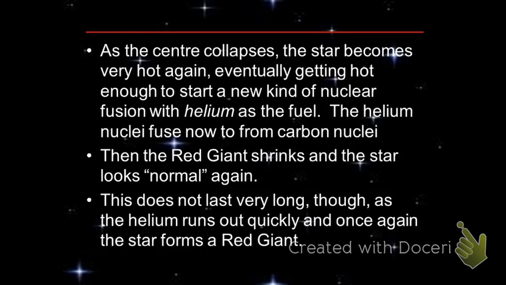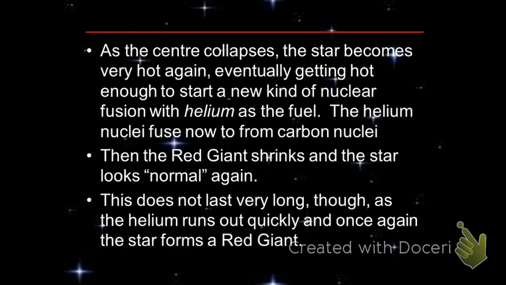Rightio, have a watch. Alan said, what happens then? Well, as the centre collapses, the star becomes hot again, eventually getting hot enough for nuclear fusion with helium as the fuel, which we just talked about. The helium now fuses to form carbon nuclei. The red giant shrinks and the star looks normal again. So we're using fuel again, a different type of fuel. It doesn't last as long because we've only got half the number of atoms. Every time you make new ones, it halves them because it keeps joining them together.